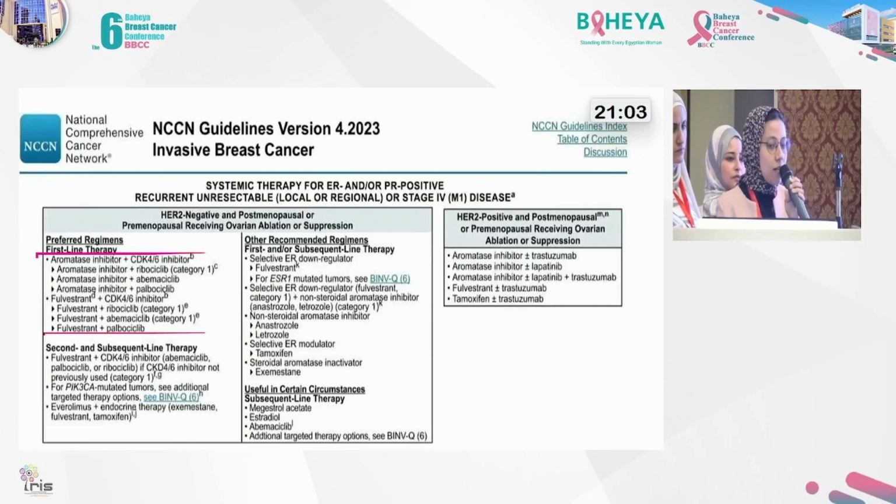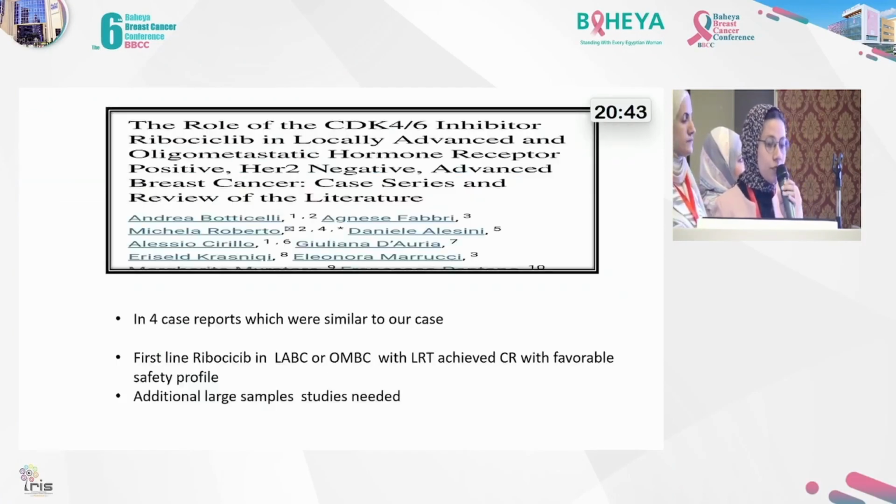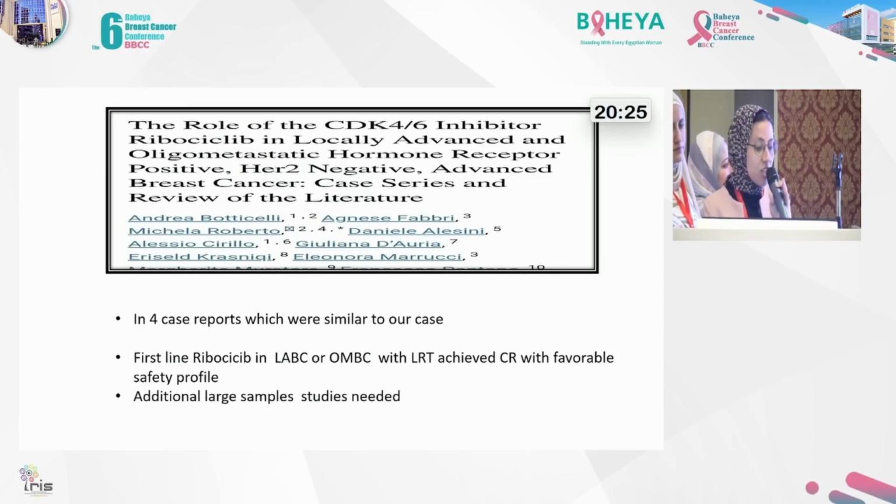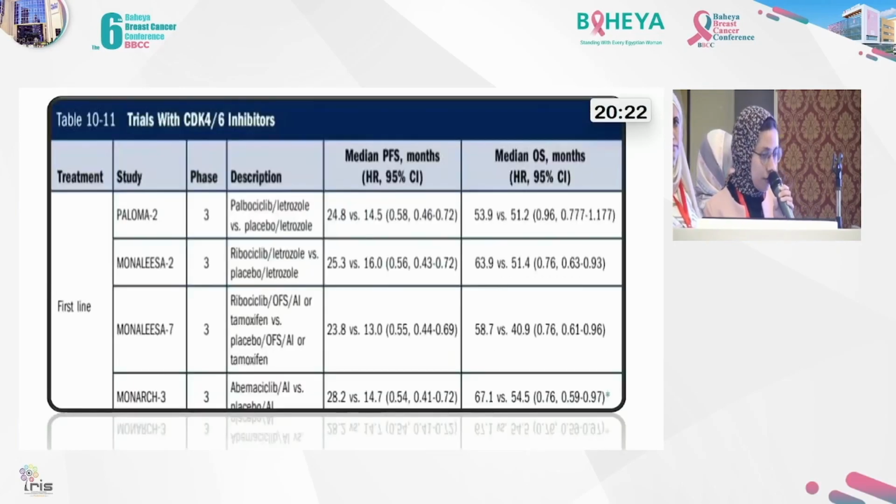The NCCN guidelines published in April 2023 define that first-line metastatic breast cancer benefits from the addition of a CDK4/6 inhibitor to either an aromatase inhibitor or fulvestrant. Also, there are many studies done regarding the role of CDK4/6 inhibitors. There were 4 case reports similar or almost similar to our case that used first-line ribociclib with locoregional treatment and achieved complete response with a favorable safety profile.